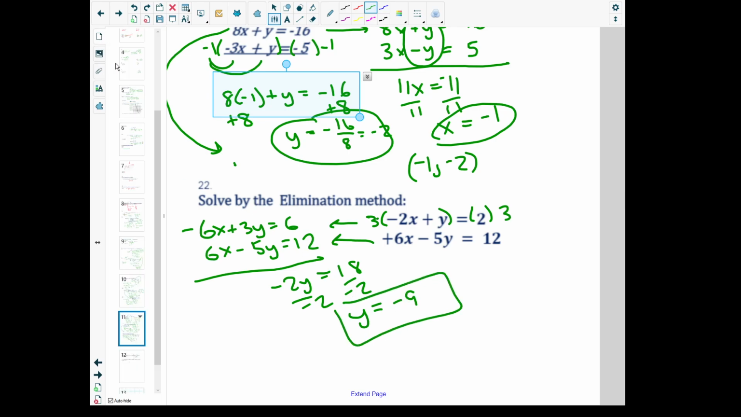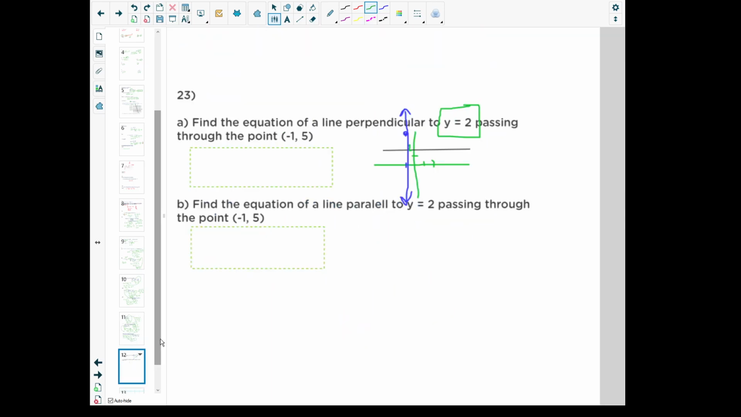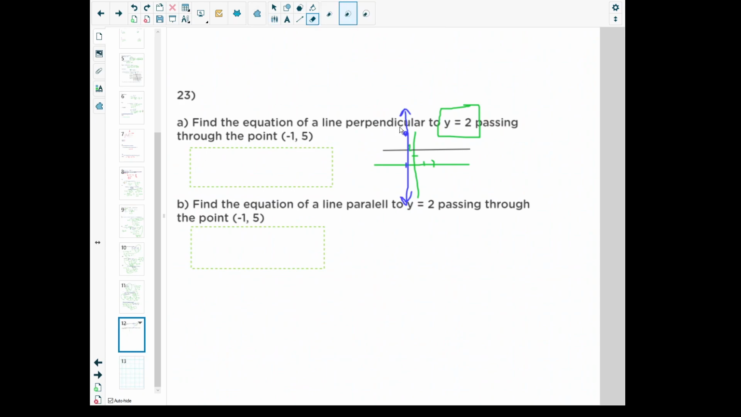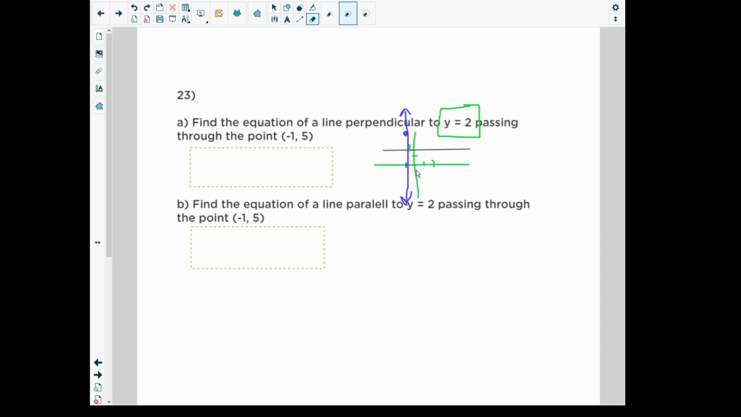Okay, I think it's the last slide coming up. No, it's not. Okay, 12. Yeah, it's the last slide. It's just graphing. Finally, we did this in class, so I'll briefly do it. They tell you to use the graph. I can't change that on the last slide. So find the equation of a line that's perpendicular to y equals 2, passing through negative 1, 5.